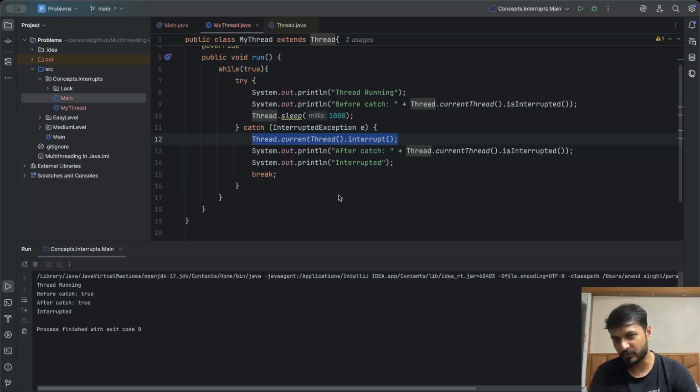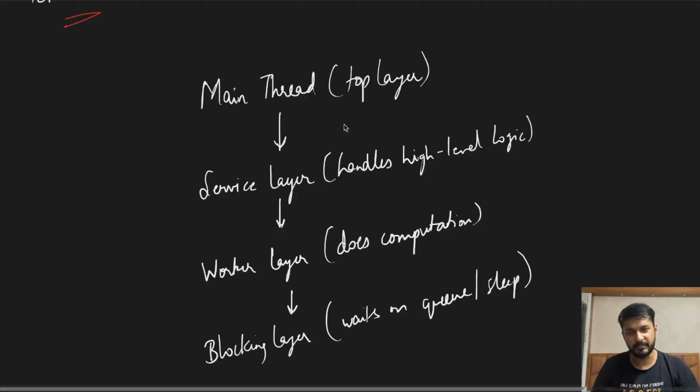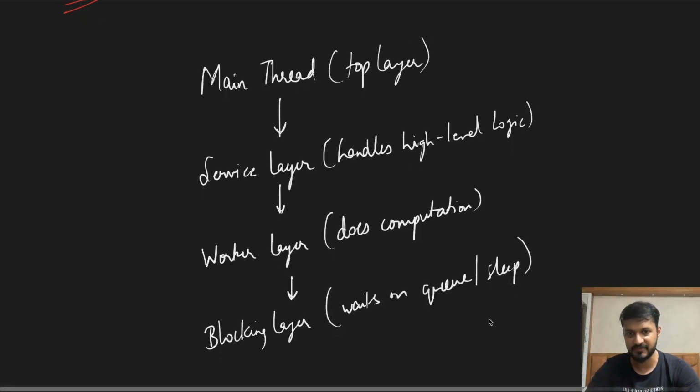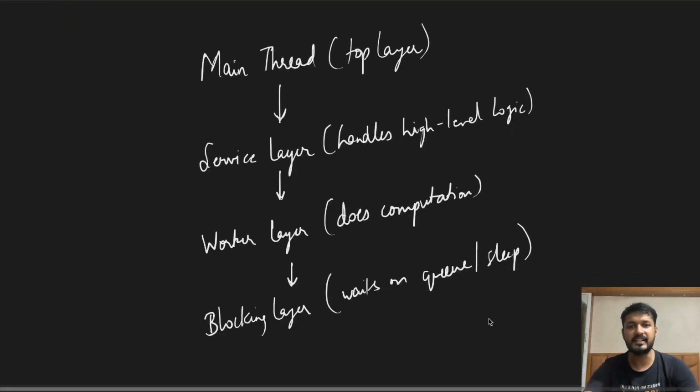Let's go to our whiteboard and understand this. Consider this example where you have built an app which has several layers. There is a main thread, which is the top layer. That main thread calls the service layer, which handles the high level logic. Then it calls the worker layer that does some computation. And then finally we have a blocking layer, where the thread actually waits on a queue or sleep or some blocking operation. And then you go ahead and interrupt this thread.